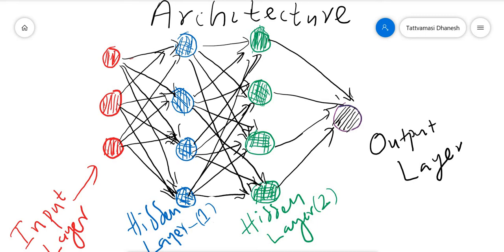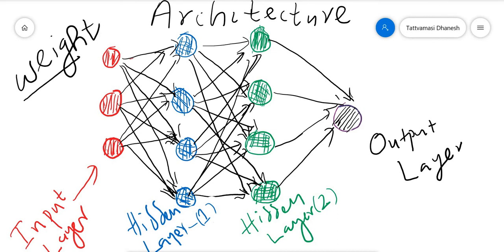And these circles are connected by arrows. So these arrows represent the weights. See, these arrows represent the weight here. So the black arrows represent the weights of the network.